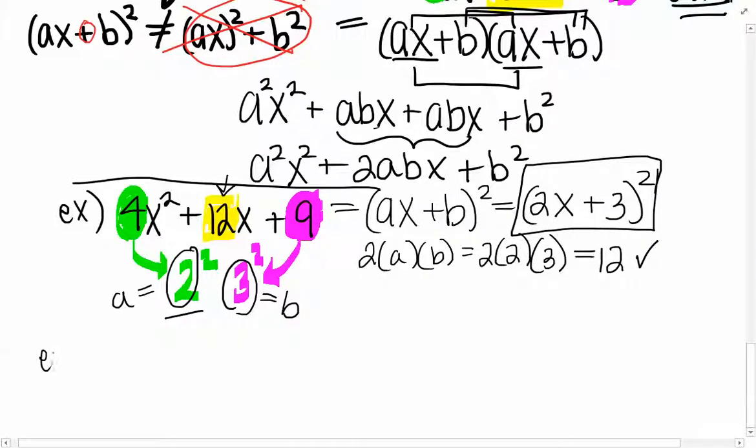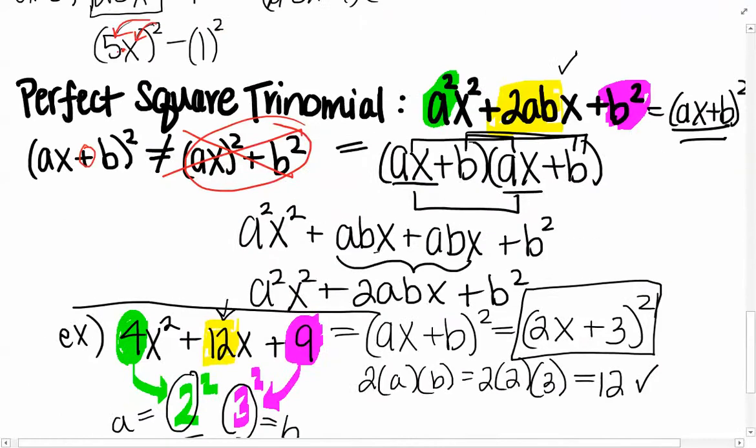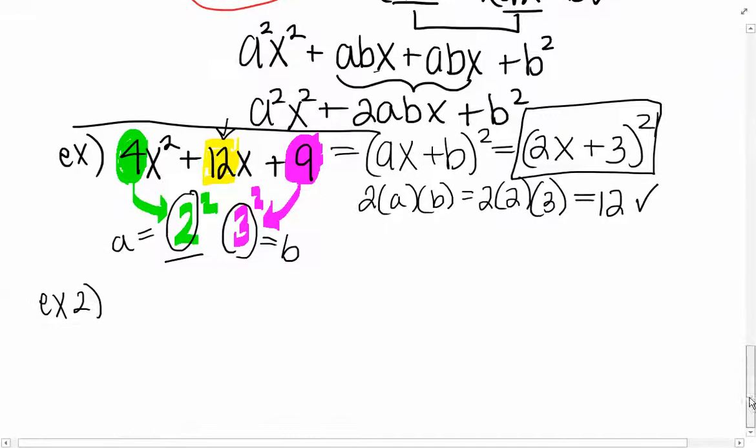Okay, let's try another one. By the way, I didn't mention it, but you can have a subtraction sign here. If this first plus was a minus, then this right here would be a minus. This will always have to be positive because it's a perfect square and it can't be negative. Okay, so let's try one with a negative. Let's do 36x squared minus 60x plus 25.